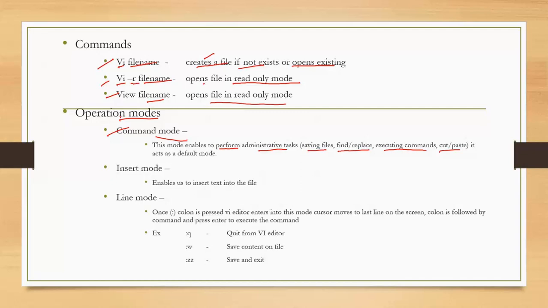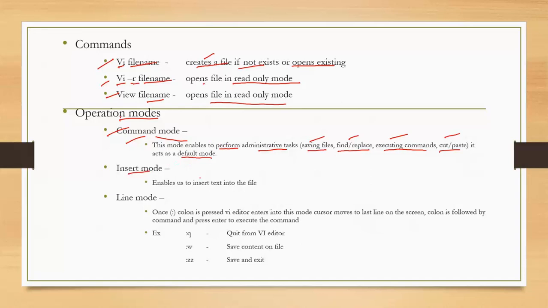We're going to see some set of what we consider commands. I'm going to give you a list in a PDF file. That file contains all the different types of commands that you can use in command line mode, which are basically used for doing administrative tasks like saving the file, replacing and finding, executing a command, cutting and pasting. Everything can be done in command mode. So it is the default mode. Whenever you start a VI editor, it is going to open in command line mode.